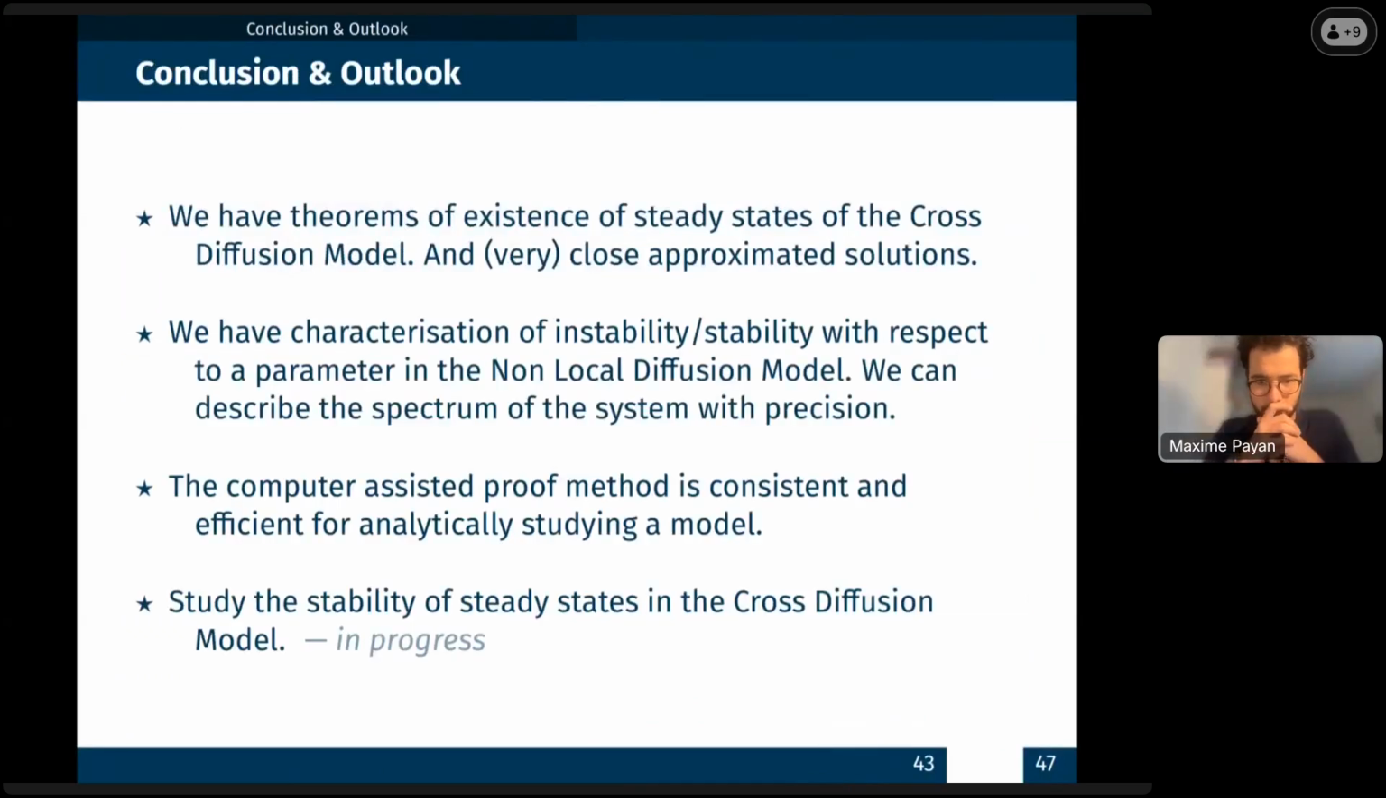So the last one is a study of the stability of steady states in the closed diffusion model, right? So today you can study the stability of steady states in a linear non-local problem. Indeed, at that time I was wondering if maybe you can also study the stability for the closed diffusion model, but in the end, no, this is ongoing research.